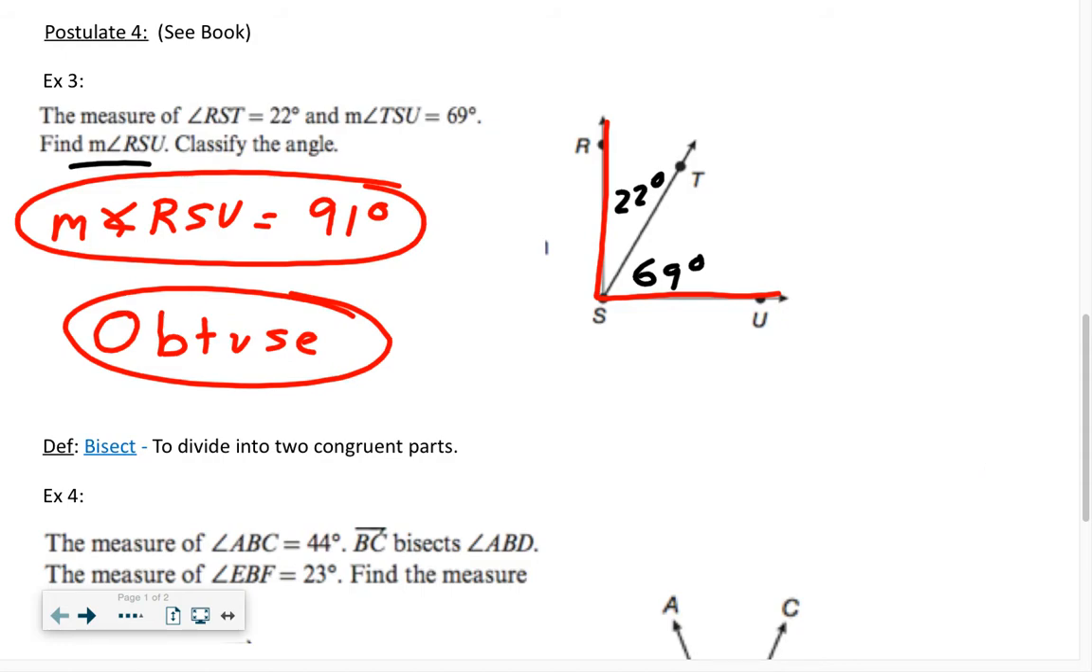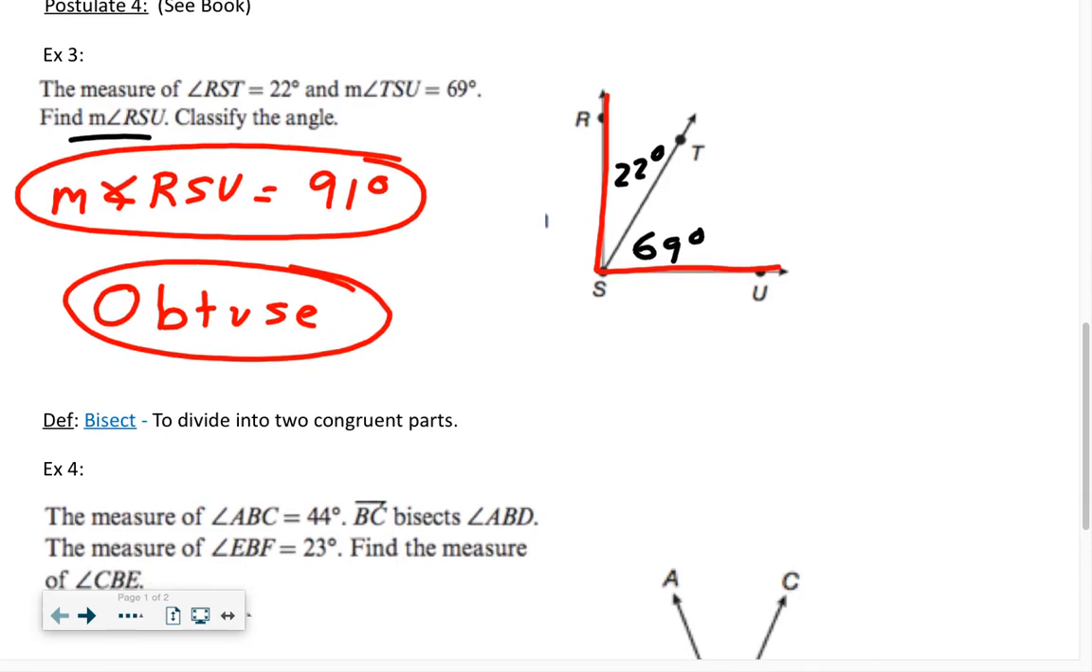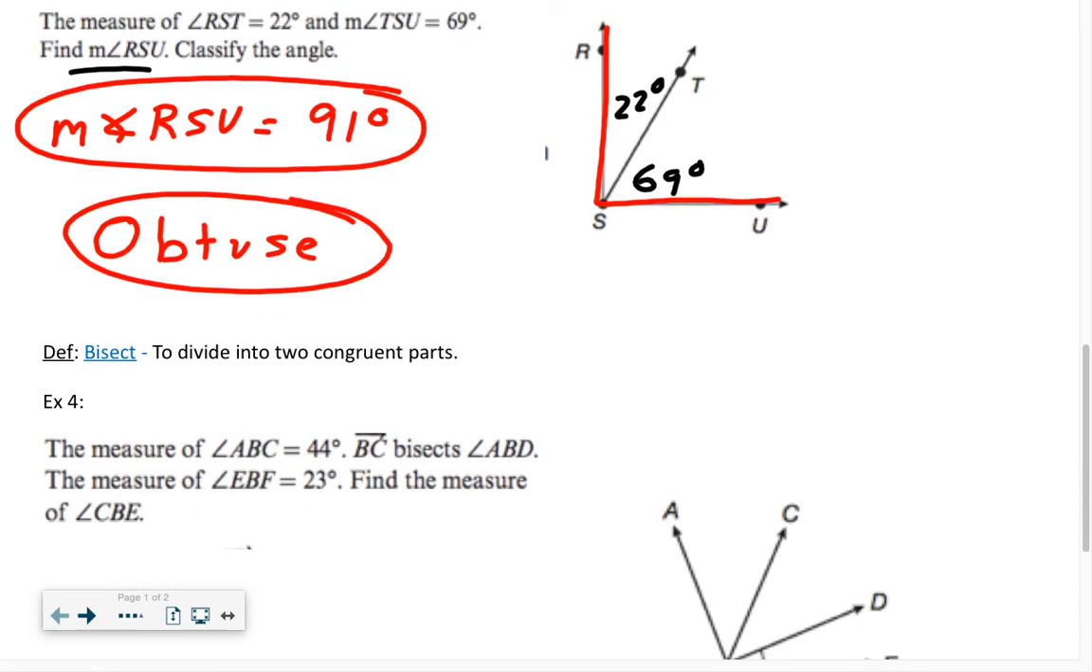Diagrams will get a little bit more difficult as we move on, but the next thing we need to talk about is what it means to bisect something. Bi means two parts, and if we want to bisect them, we're going to divide them equally. So if I have an angle, I'm going to create two congruent angles off of that angle that's been given to me. Divide into two congruent parts.